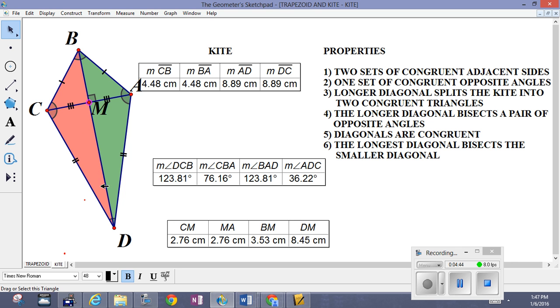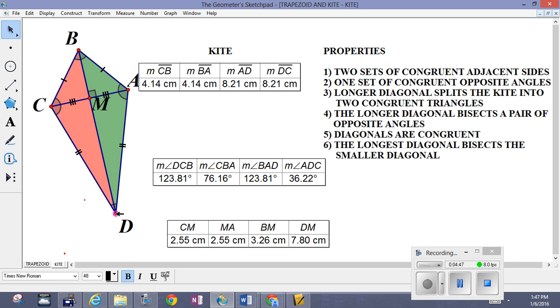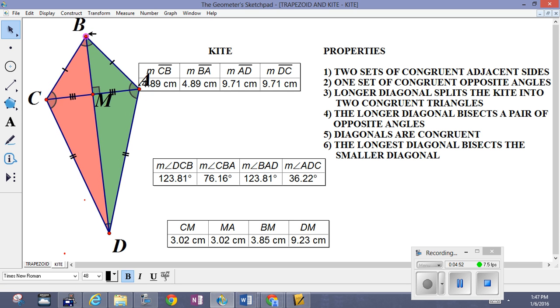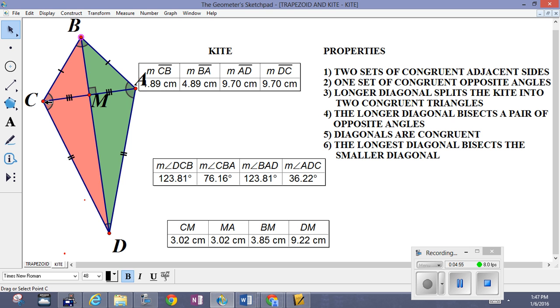We could also see that that diagonal BD bisected the angles here at B and D, leading to yet another property. And upon drawing the shorter diagonal, we found that the shorter diagonal was cut in half by the longer diagonal, and that they met to form right angles. So this is, in summary, all of our properties that belong to any kite. These are the 6 properties that you will need to remember, to which we will apply the algebra next time around.